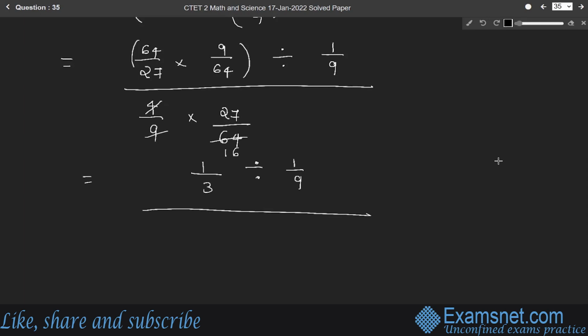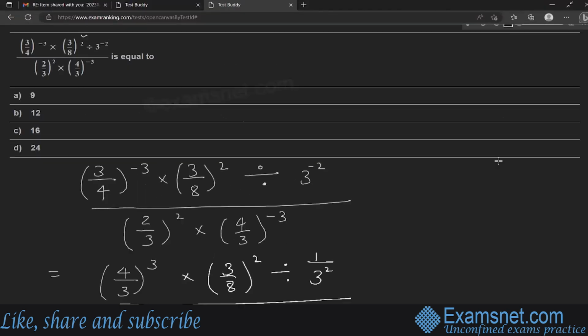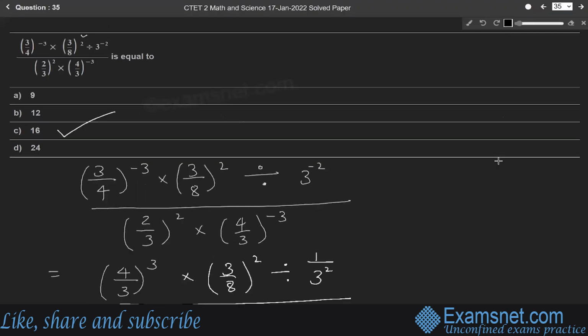27, so 9 into 3 by 16, right? Therefore, 1 by 3 divided by 1 by 9 into 9 by, which is 3, which is equal to 3 divided by 3 by 16, which is equal to 16. Therefore, the answer is option C, 16.